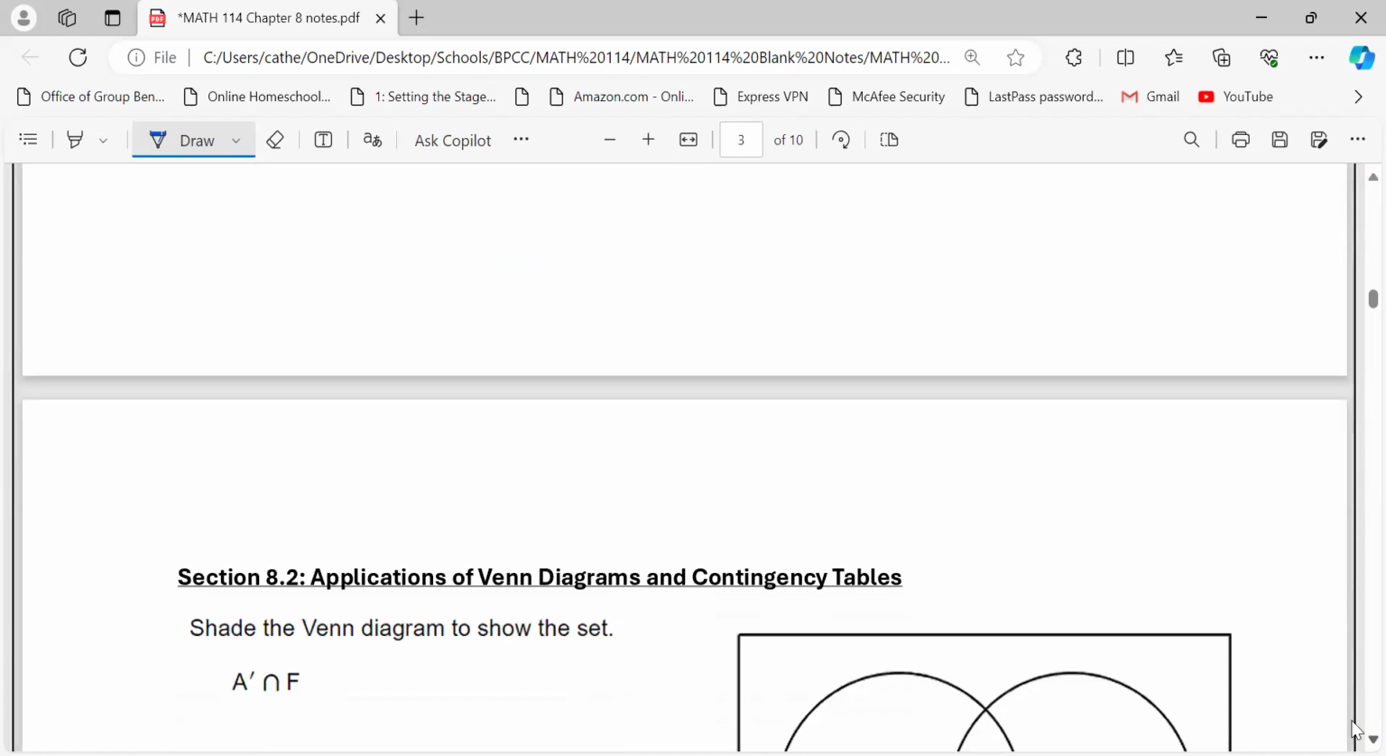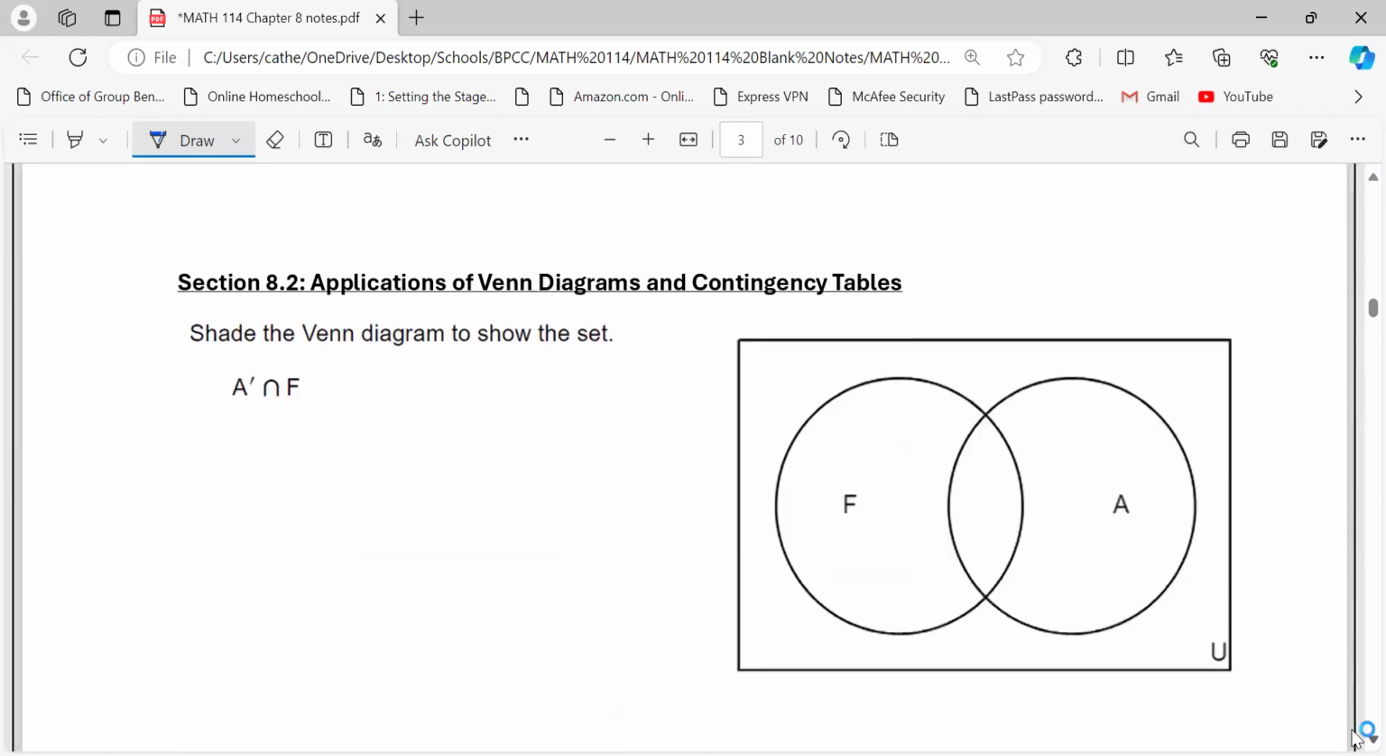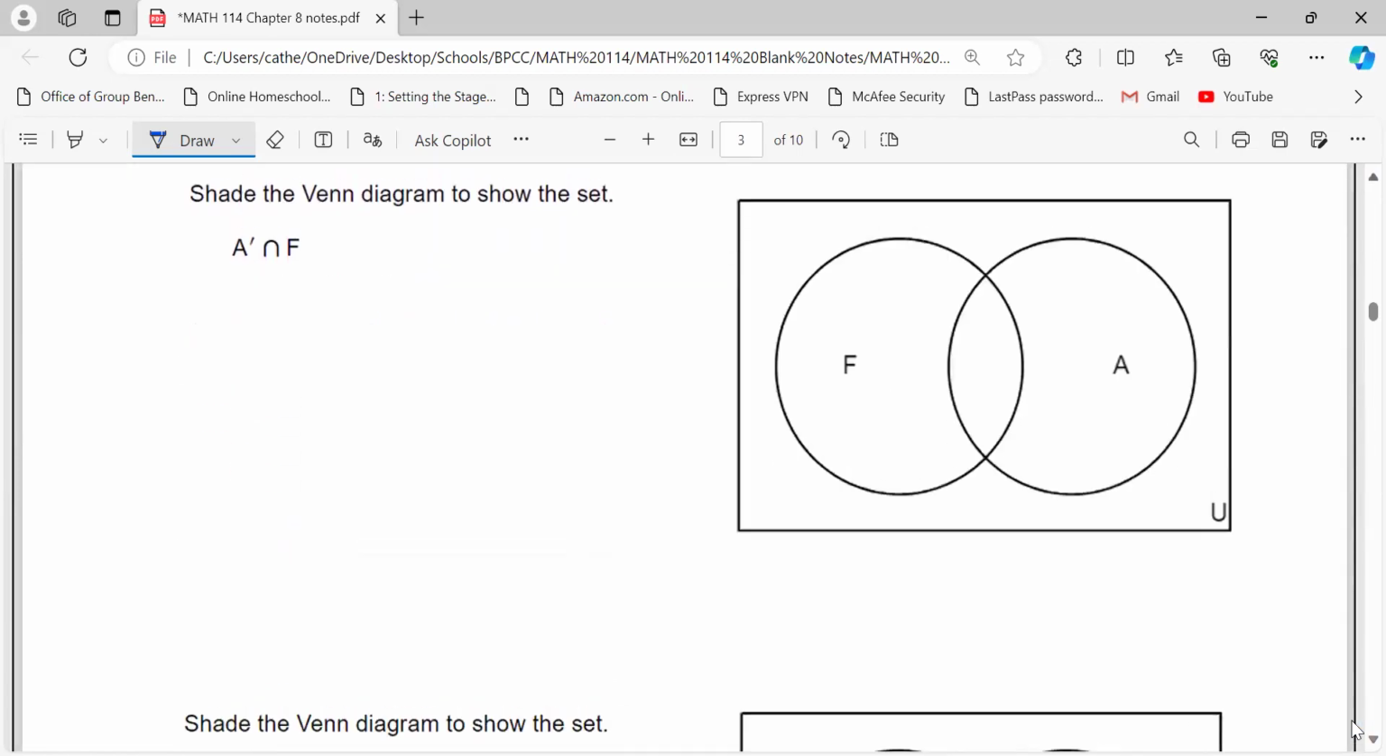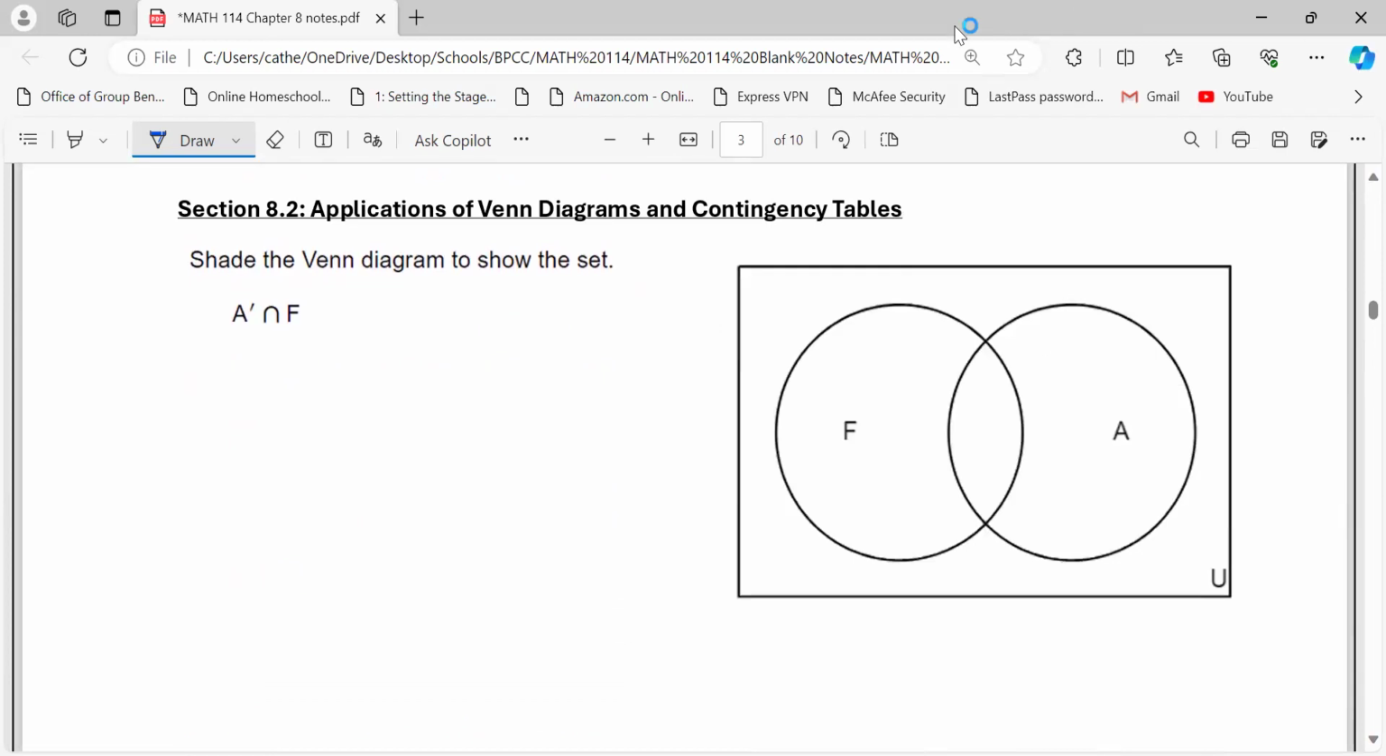All right, what else we got? All right, and that is it for section 8.1.